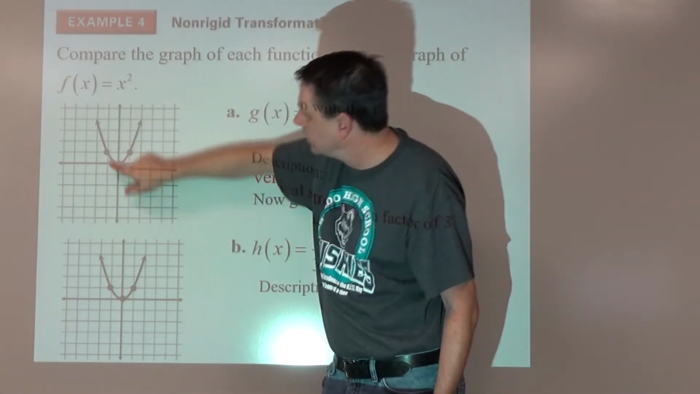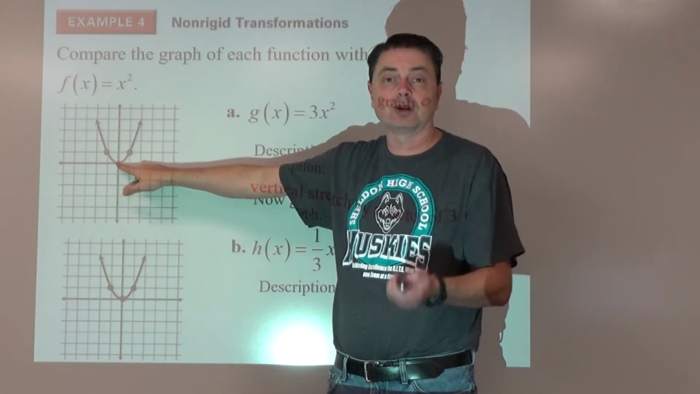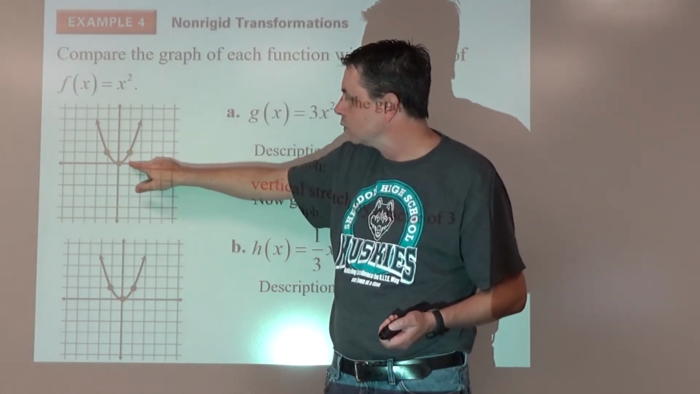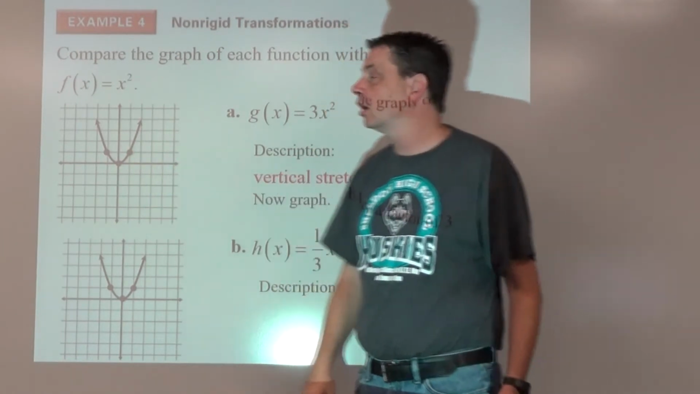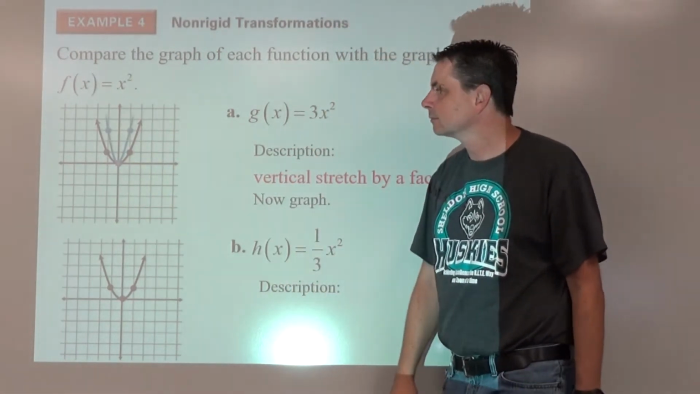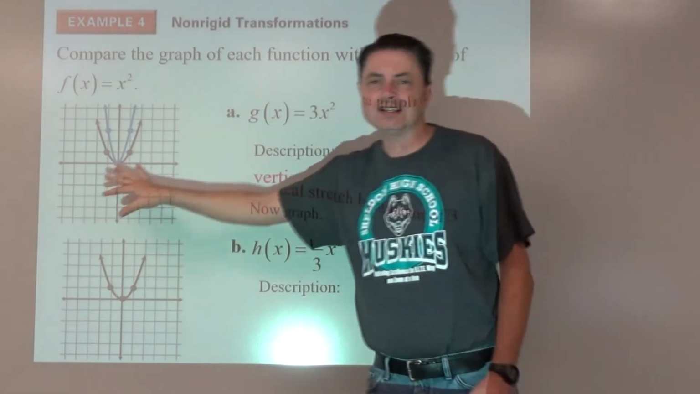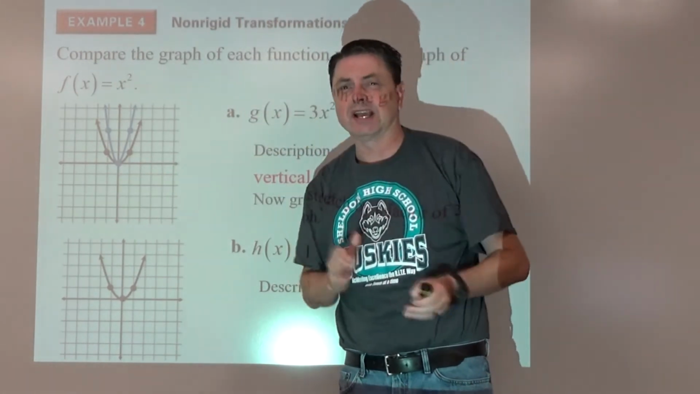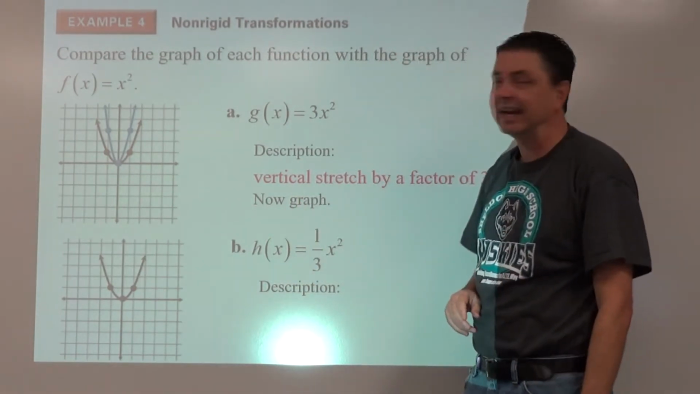So it is here. 0 comma 0. We multiply the y coordinate by 3. It's still 0. So that point stays. And this one was 1 comma 1. Now becomes 1 comma 3. So the effect here is our parabola. It's going to get taller, get stretched vertically, also has the appearance of getting narrower.